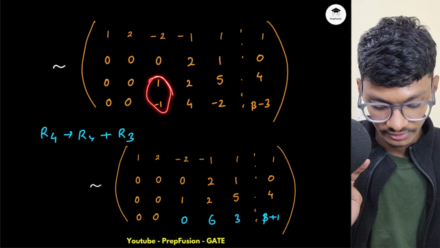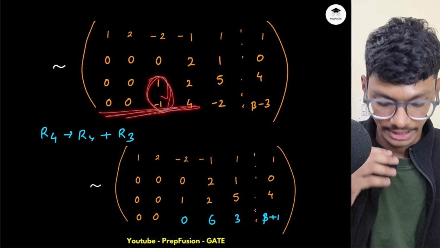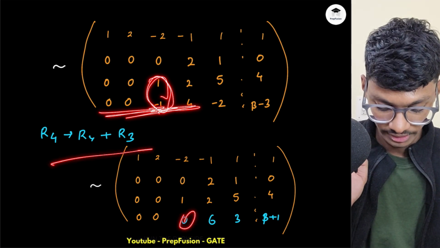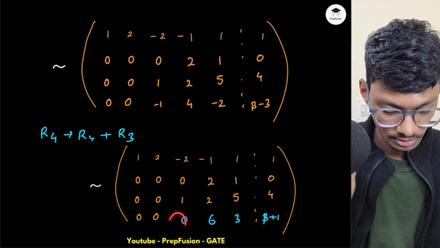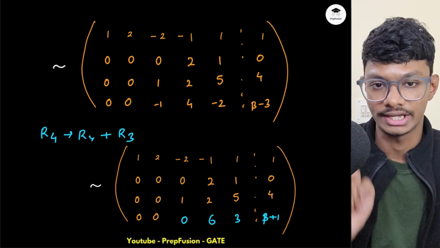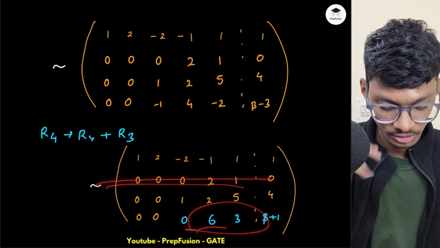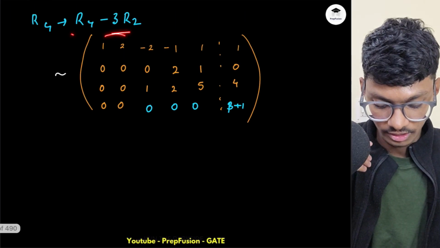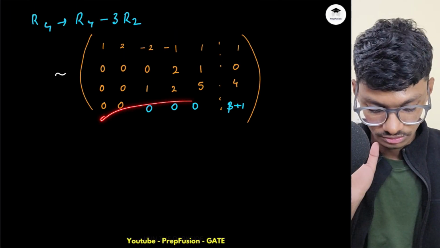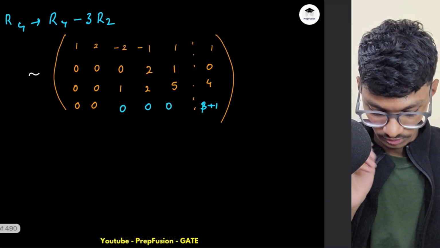So what I can do is, if I add these two rows, this will also become 0. So I have exactly done that, row 4 plus row 3, but this has become 6 and 3. But what I observe is the multiple of 3 is this, right? 3 times this is this. So if I do 3r2 and r4 minus 3r2, this will be 0. Okay, and this will be 0 to 1.